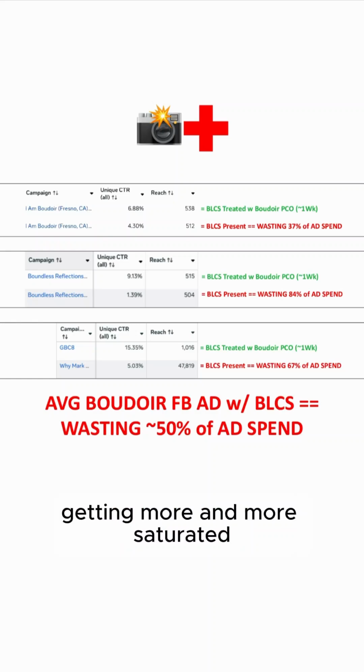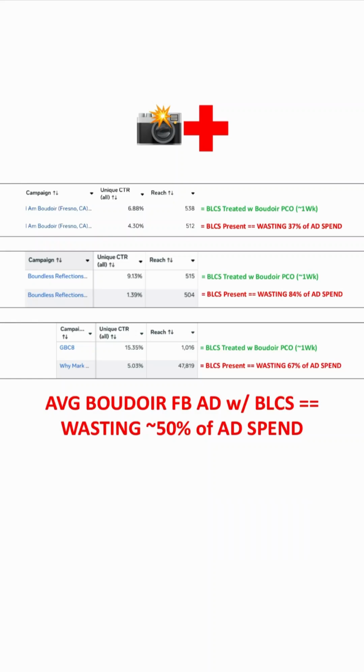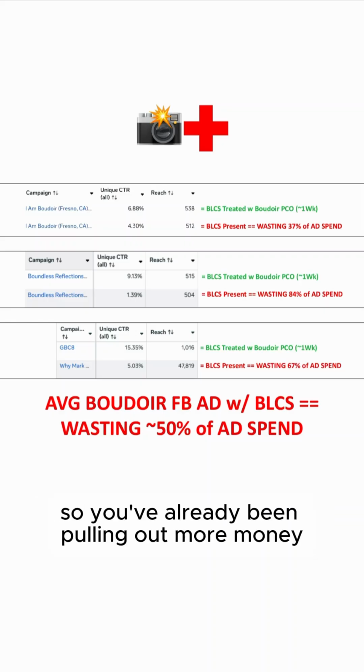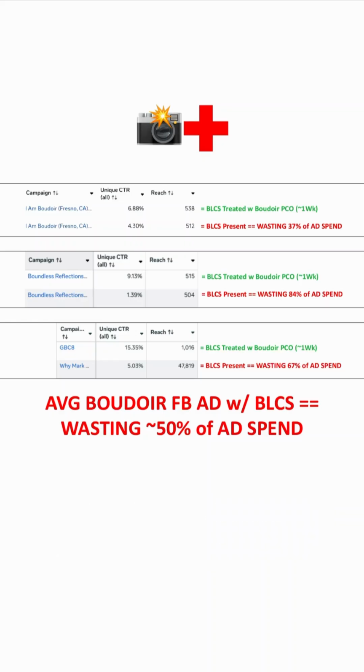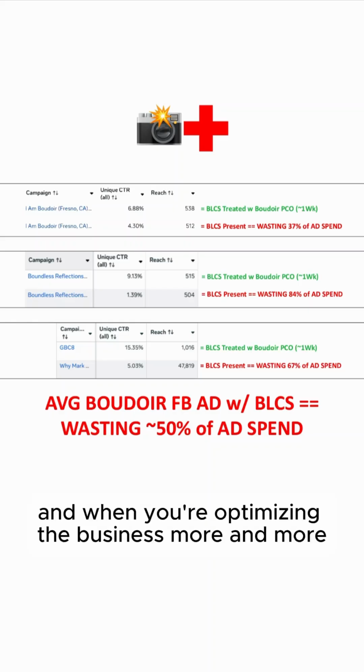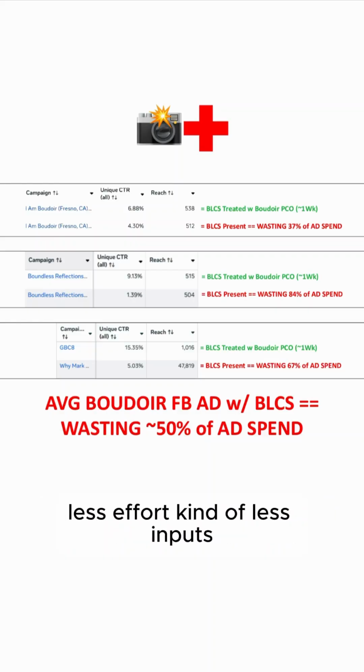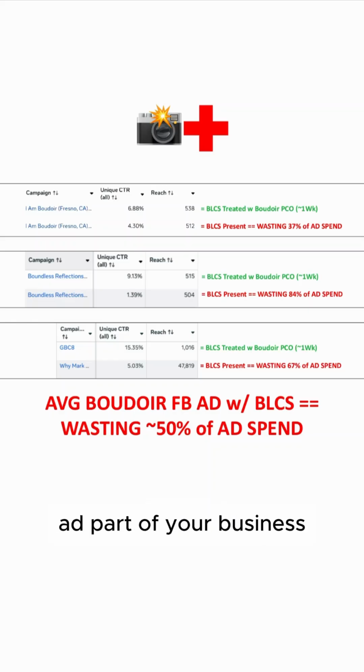So you're seeing the marketplace get more and more saturated. And you're also seeing inflation rising, cost of living going up. So you've already been pulling out more money, optimizing the business more and more. And when you're optimizing the business more and more, you pull more money out for the same effort, or even better, less effort, kind of less inputs. So you decided now you need to do this for the Facebook ad part of your business.